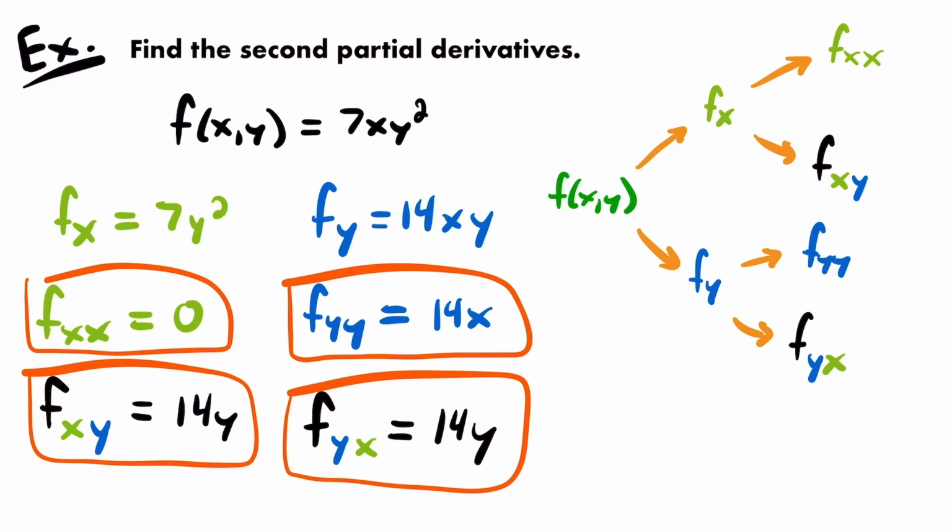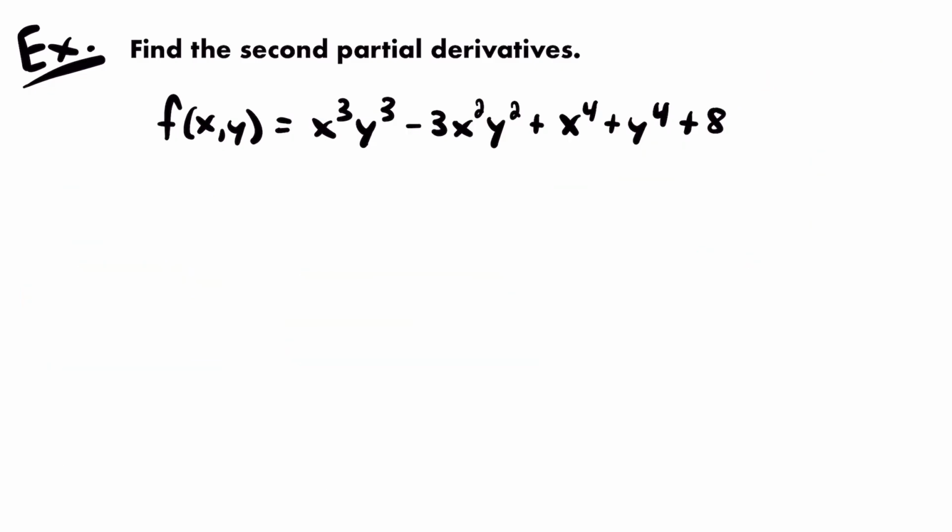All right, and so speaking of which, let's take a look at our next example. For this example, we want to find the second partial derivatives of this multivariable function, f of xy is equal to x cubed times y cubed minus 3x squared times y squared plus x to the power 4 plus y to the power 4 plus 8.